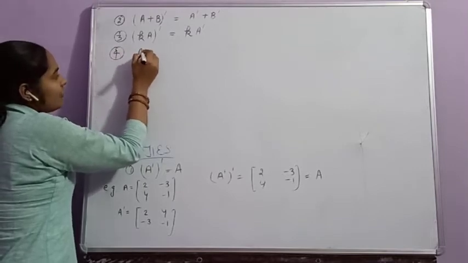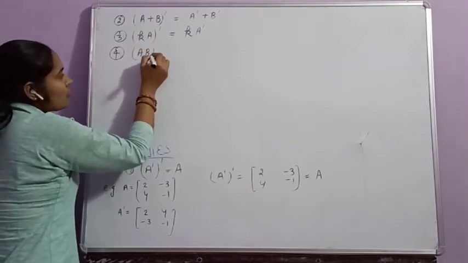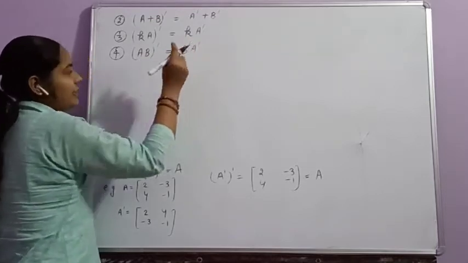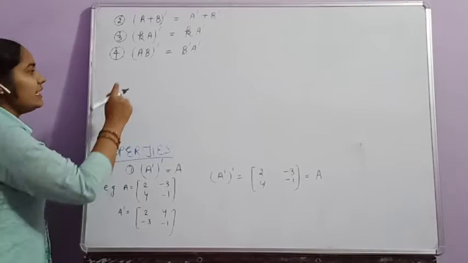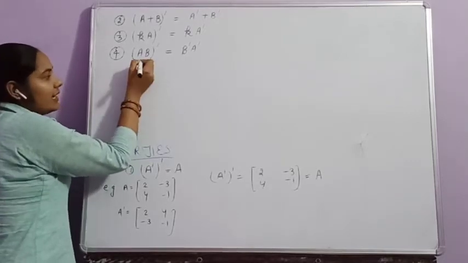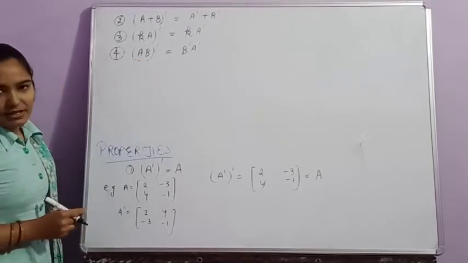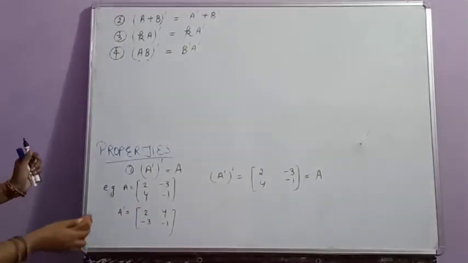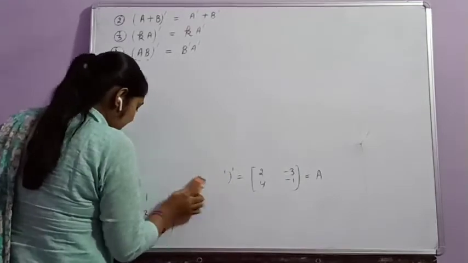Next property is, if we have to find the transpose of AB, then it will be equal to B transpose A transpose. Clear? Firstly we find the transpose of the second matrix and then the first matrix. These are the four properties which we can use. Clear? Now questions related to it.